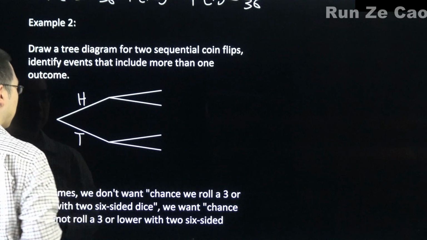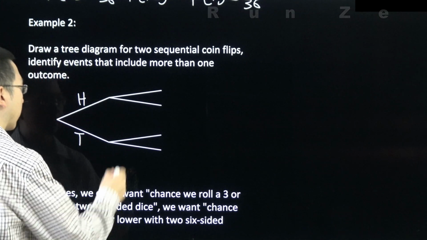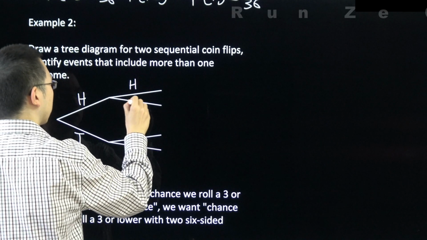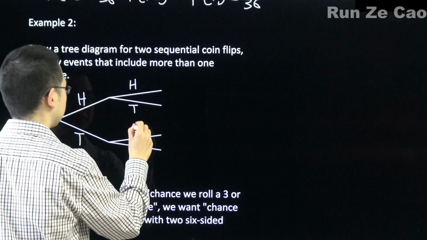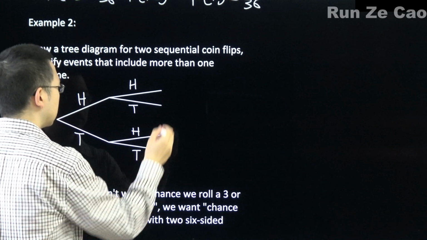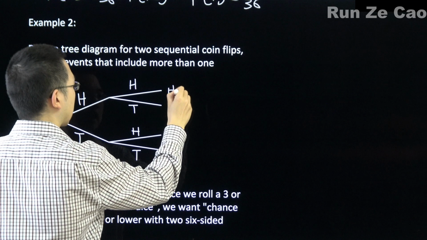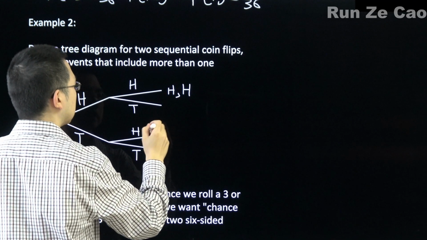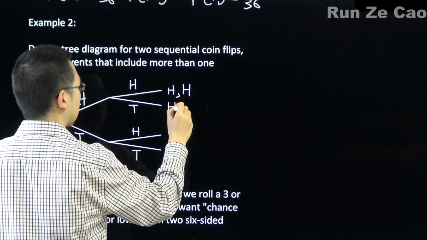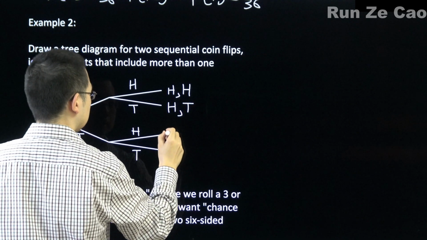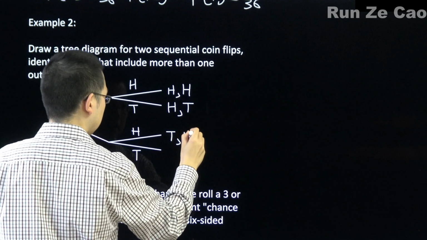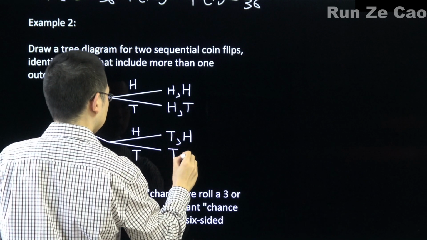A coin flip can come up heads or tails. And then the second coin flip can also come up heads or tails. So this would be heads, heads, and then heads, tails, tails, heads, and tails, tails.